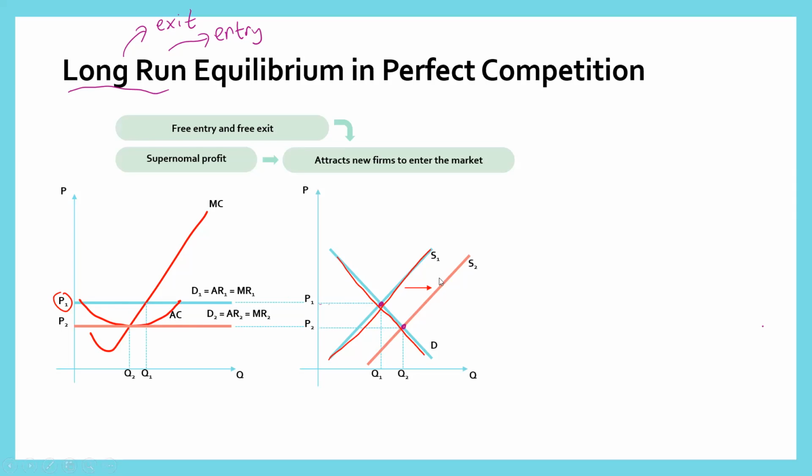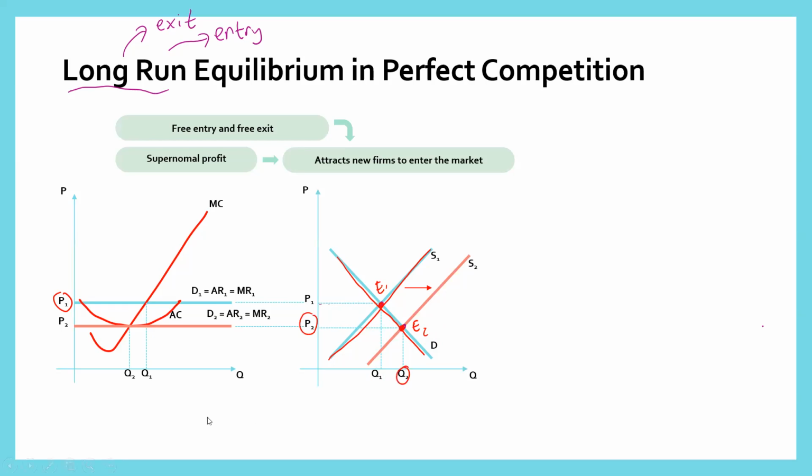So remember that if so many new firms enter the market, the supply will shift to the right, and then it will result in a new equilibrium position. Here is the first equilibrium, and here is the second. The second condition will result in price two and Q2 here.